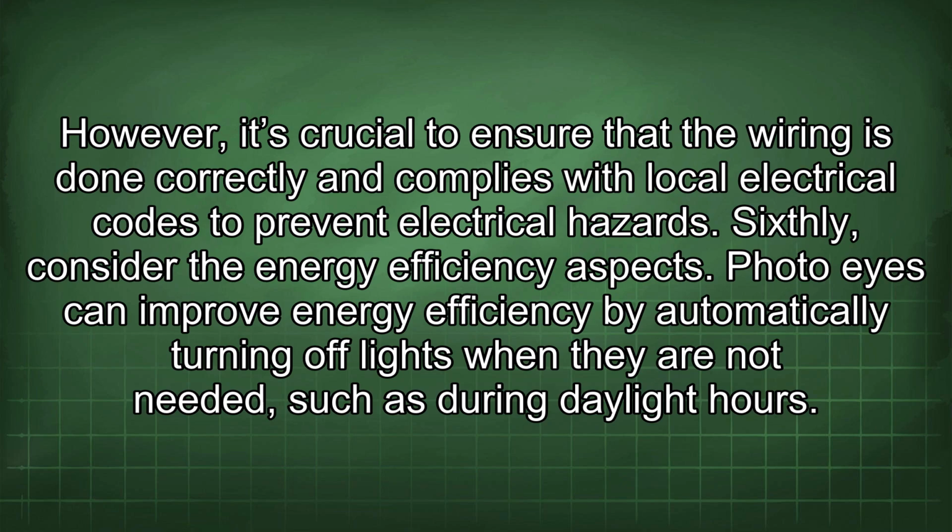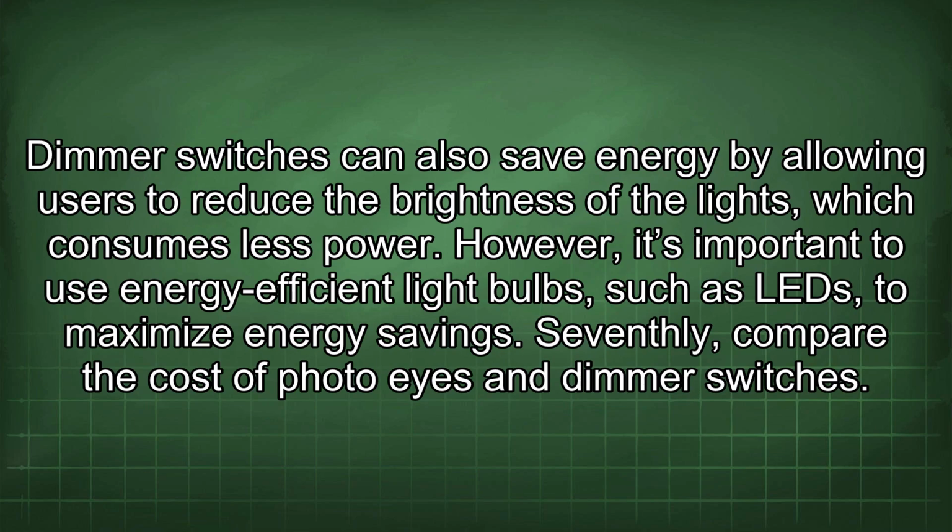Photo eyes can improve energy efficiency by automatically turning off lights when they are not needed, such as during daylight hours. Dimmer switches can also save energy by allowing users to reduce the brightness of the lights, which consumes less power. However, it's important to use energy-efficient light bulbs such as LED to maximize energy savings.